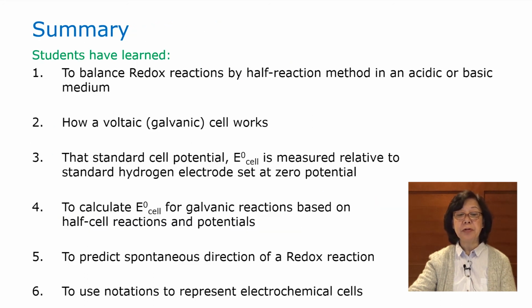To summarize what we have learned today, we learned how to balance redox reactions by the half reaction method in an acidic and a basic medium. We learned how a galvanic cell operates. We also learned that standard cell potential is measured relative to the standard hydrogen electrode set at 0 potential. We learned how to calculate the overall cell potential for galvanic reactions based on half reactions and potentials. And we learned how to predict the spontaneity of a redox reaction in a particular direction. Finally, we learned how to use notations to represent electrochemical cells.